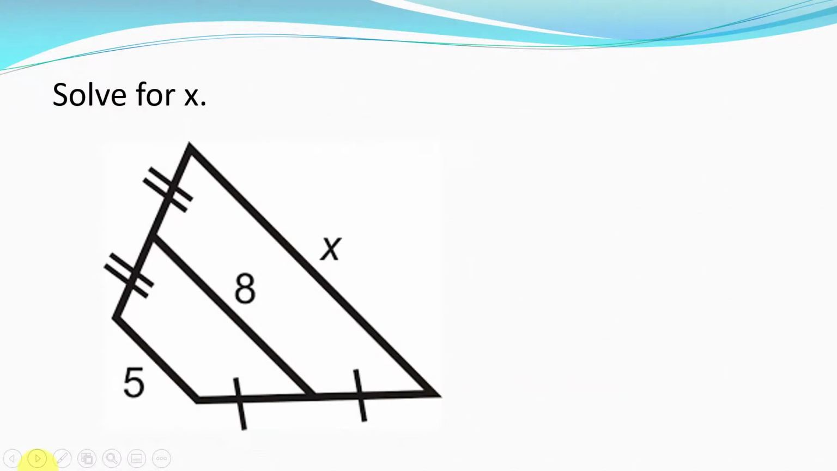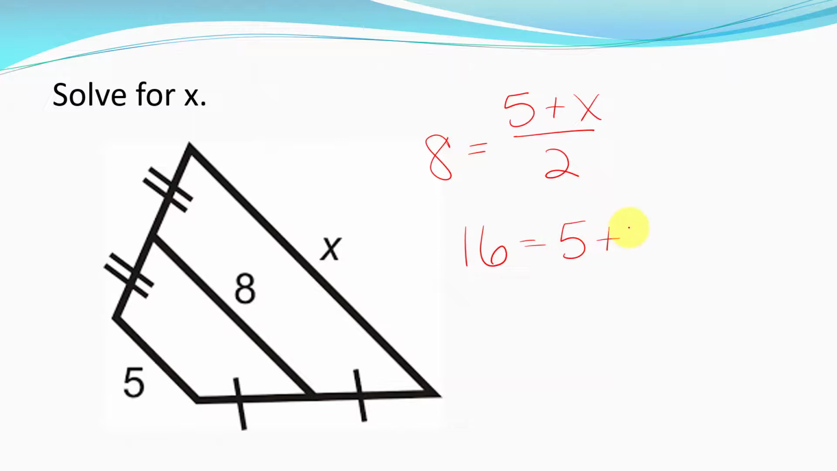All right, now we know that 8 is the midsegment, so it is the average of 5 and x, divided by 2. To figure this out, I need to solve this. 16 is going to equal 5 plus x. How did I get that? I multiplied both sides by 2. And then solve for x. Subtract 5 from both sides, and I get 11. So 8 is the average between 5 and 11.